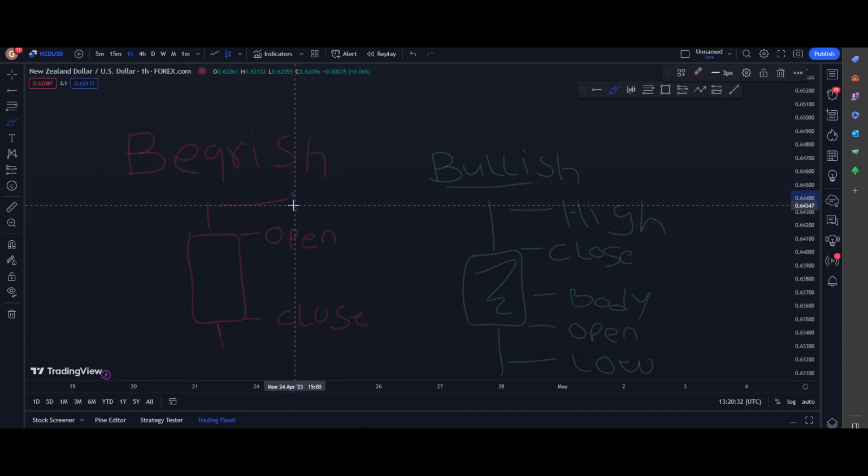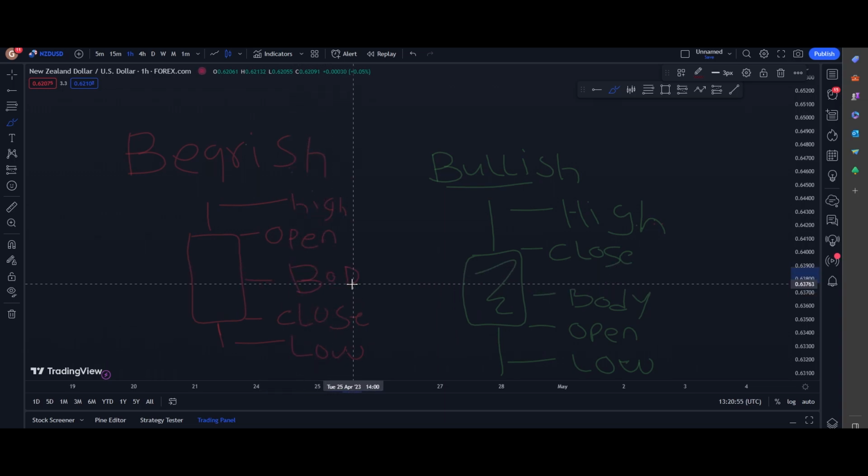This is the high wick and the low wick. The high remains the same for the bearish and bullish concept, and so does the low. The only thing that changes, and that you should take into consideration, is the open and the close. So this is the body of the candle. It's the same thing.